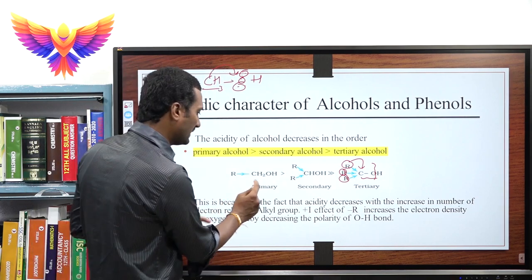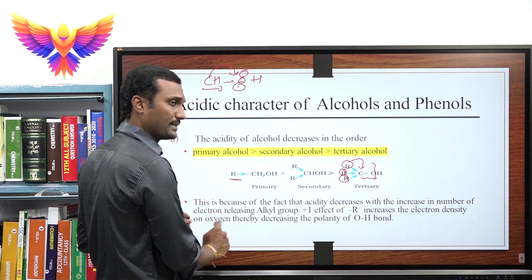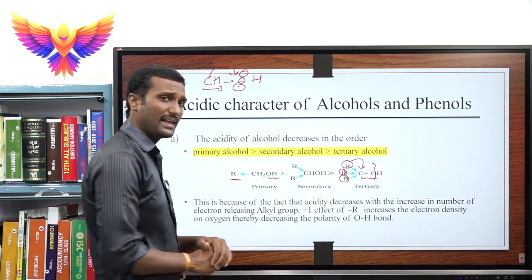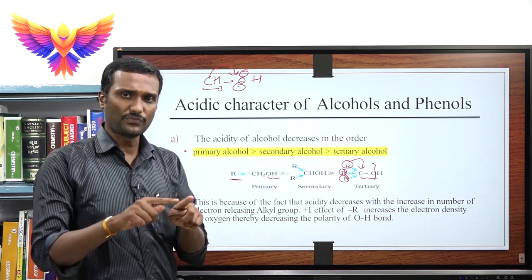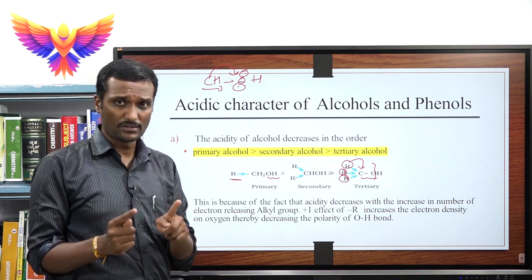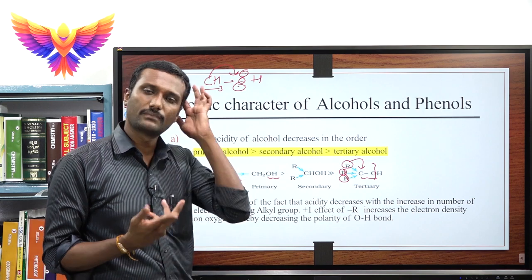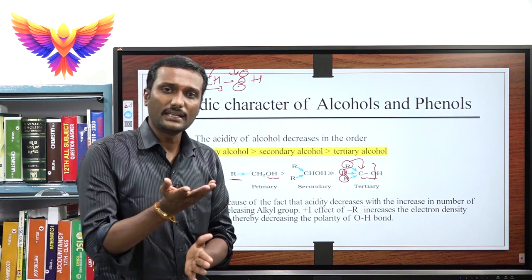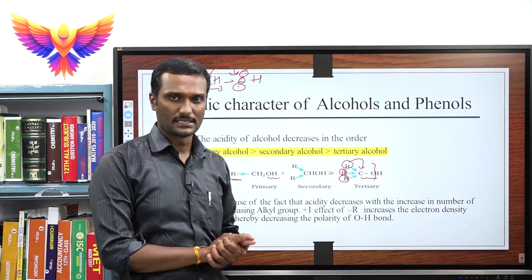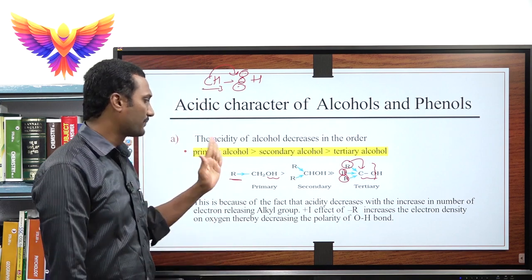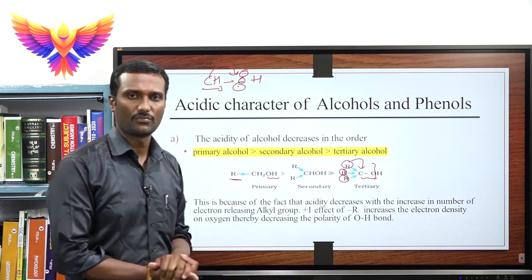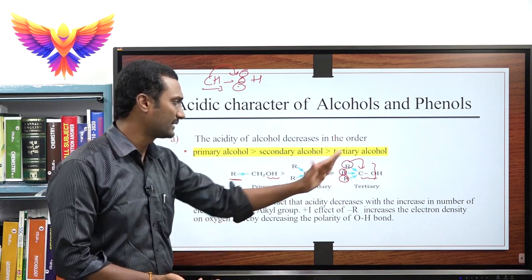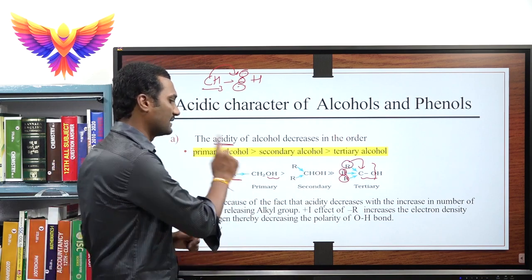Again, in this case only one alkyl group is there, so the polarity between the oxygen and hydrogen is retained. If the polarity between the oxygen and hydrogen is retained, what happens? There is an increase in acidic nature. In this way the acidity decreases when you increase the number of alkyl groups, so 1 degree, 2 degree, 3 degree, on the basis of the acidity level.